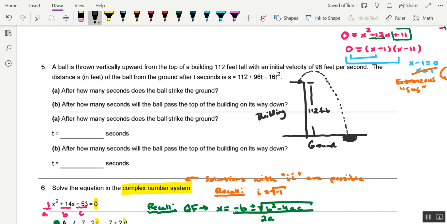But anyhow, what you could do to solve this using a graphing calculator is type this equation into the y equals menu, treating s as y1 and t as our variable x.